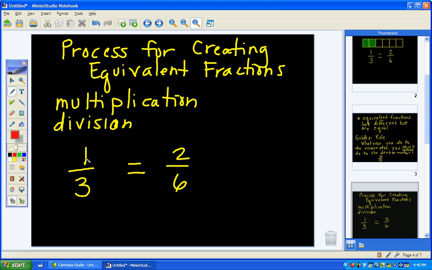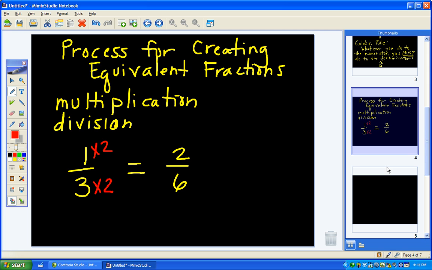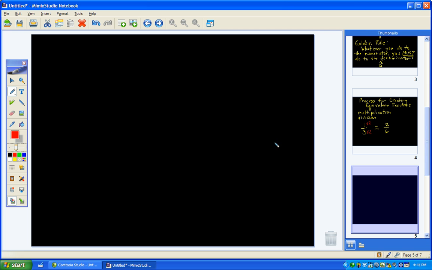Well, I'm going to think 1 times 2 equals 2. So whatever I did to the numerator, I must do to the denominator. So 3 times 2 is 6. So if I didn't have a visual, a model, which models are always good with equivalent fractions, I could just do the process of multiplication. So let's do a few examples on the student side. I'm going to do a few and then I'm going to have you do some as well.